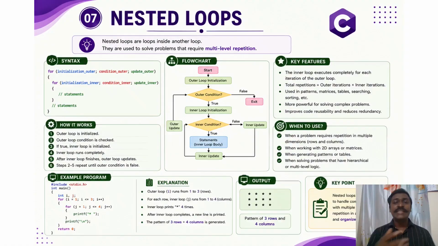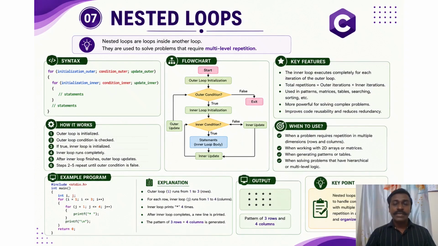So what do you mean by nested loops? A loop inside another loop is called a nested loop. Suppose I want to print a matrix, or a design of stars, then I can use a nested loop. A loop is present inside another loop. For example, one for loop is the outer loop, and inside it we write another, the inner loop.